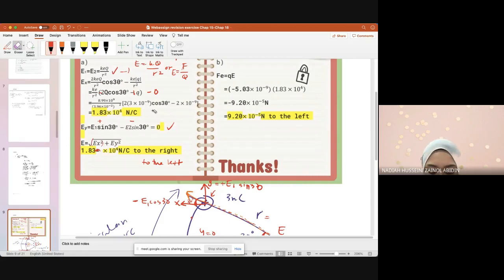Okay, let's see, 8.99 times 10 to the 9 divided by 3.96 times 10 to the minus 2. Why am I busy calculating this constant? 2 times 3 times 10 to the minus 9. This guy is negative, times cosine 30. Your calculator should be in degrees mode. Okay, and then plus 2 times 10 to the minus 9. So I get negative.